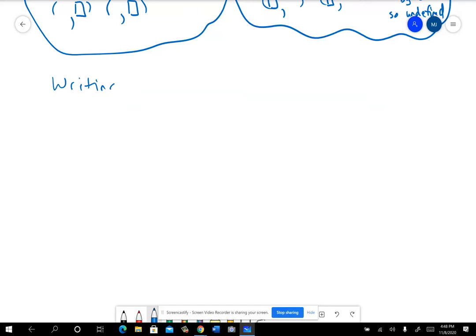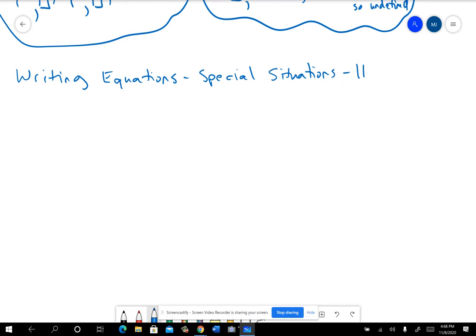All right, so we're doing more writing equations of lines, continuing on that handout. We're looking at special situations still, but we just finished horizontal and vertical. Now we're going to look at special situations where the lines are parallel or perpendicular.